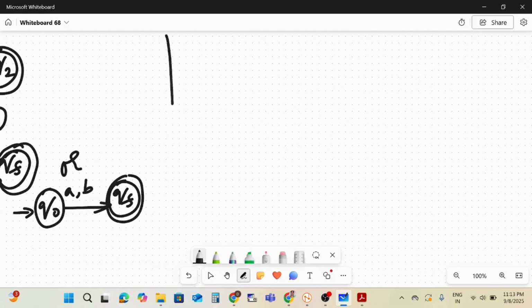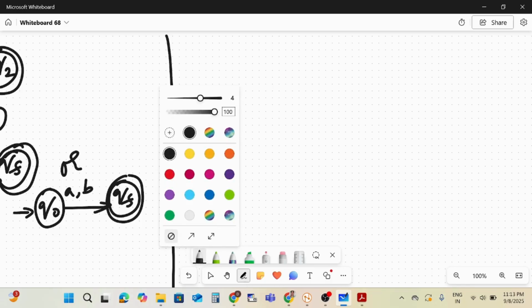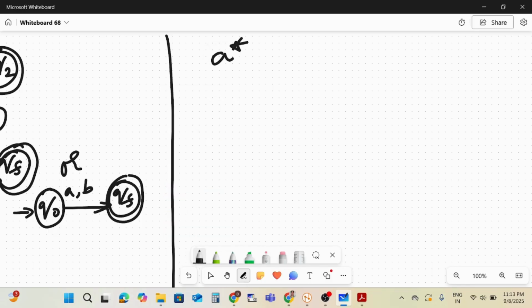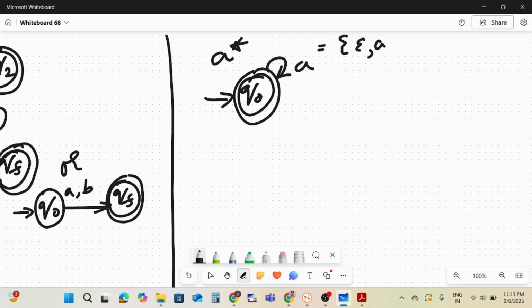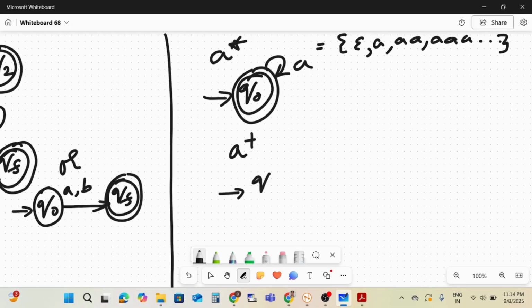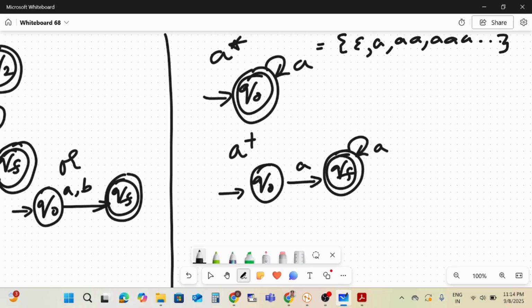Similarly, we can also write a finite state machine for the basic A star. How do we write a finite state machine for A star? This is the initial state, and the initial state would also be the final state. It can take any number of A's, because A star means it will take the empty string also, and it can take a single A, 2 A's, 3 A's, 4 A's, and keep on going. So this is how you represent A star. Similarly, A plus means it doesn't accept the empty string. So how will I write a finite state machine for this? The initial state goes to a final state with at least one A, and in the final state you can take any number of A's.